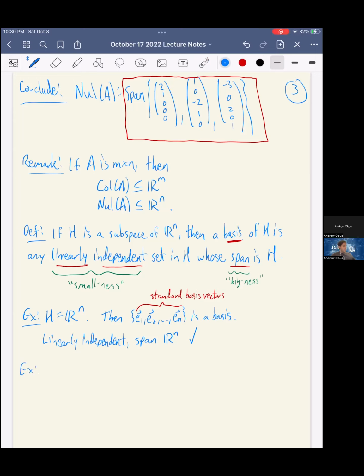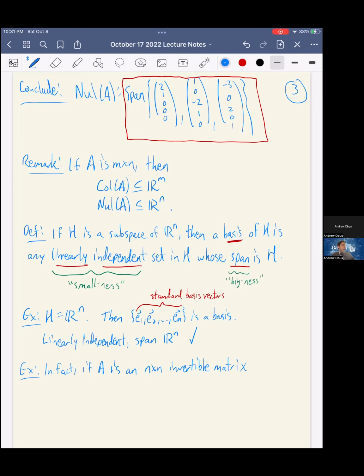So maybe I'll just give one more example here. In fact, if A is an n by n invertible matrix, so I take any n by n invertible matrix. So in particular, I could take the identity, right? The identity matrix is invertible, because its inverse is just itself. The identity times the identity equals the identity.